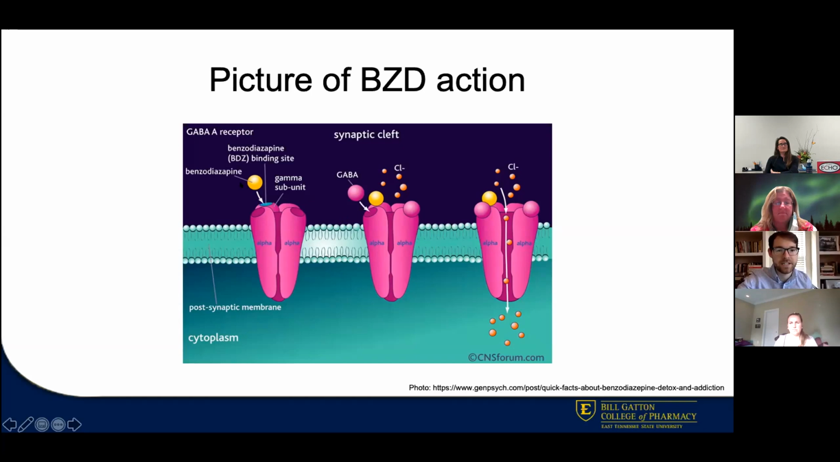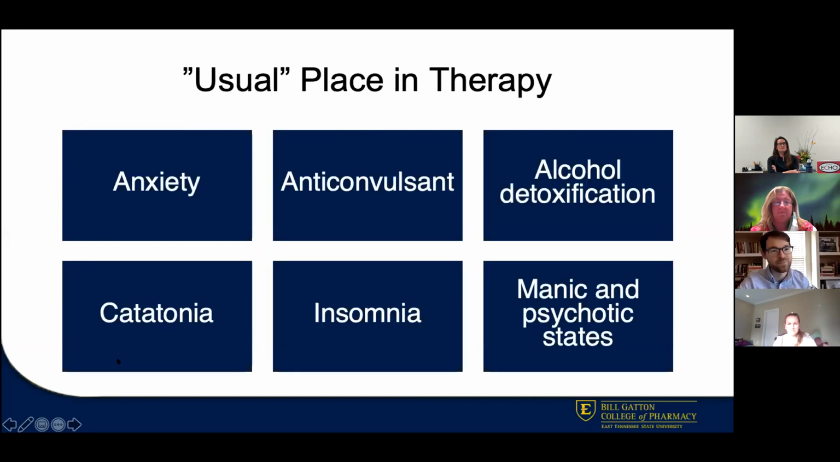For people that are visual learners, this is what that looks like. So you have your benzodiazepine that binds down here to the alpha receptor, causing, if we're going to get really technical, an influx of chloride, which reduces the excitability of those neurons.